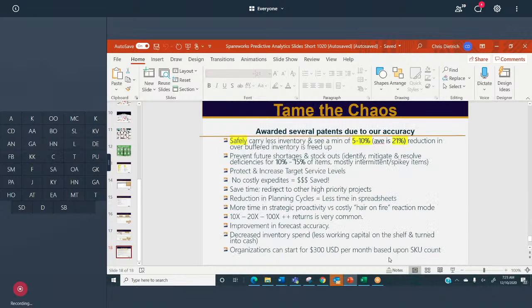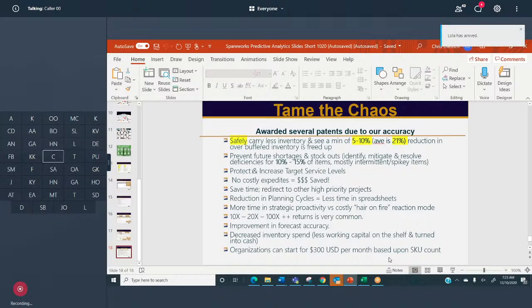We've been awarded several patents due to our extremely high accuracy, and this is how we tame the chaos with the following results. The ability to safely carry less inventory, period. A minimum of a 5 to 10% drop in pockets of overbuffered inventory will be realized, although our average is quite high at 21% in aggregate. And at the same time, we're able to identify, mitigate, and resolve all future shortages and stockouts.